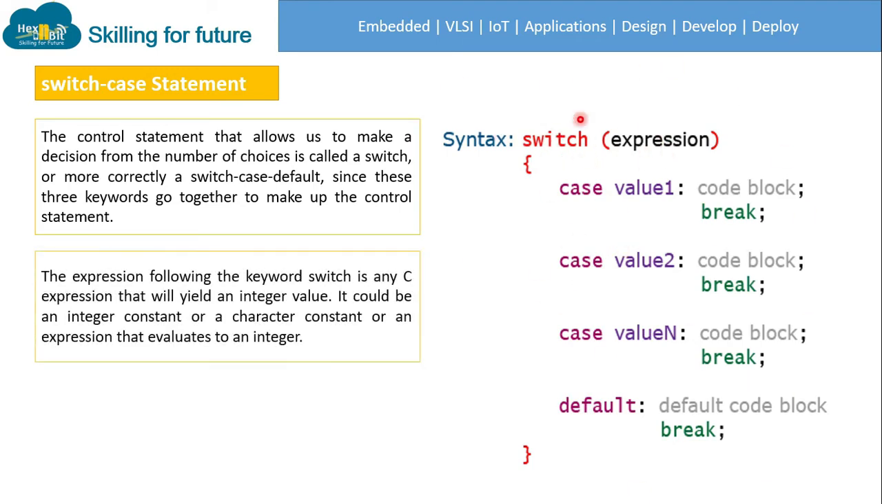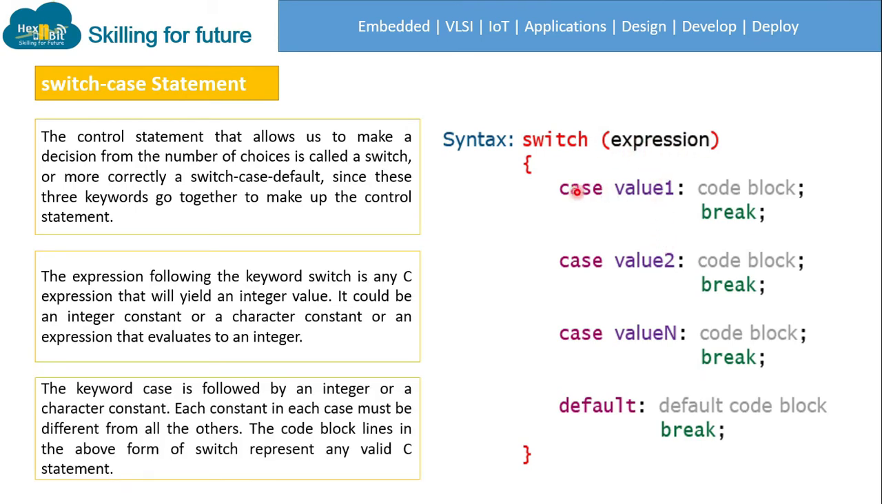Now the expression following the keyword switch is any C expression that will yield an integer value. That means the output of this expression should be an integer value. It could be an integer constant or a character constant, or if it is an expression, then this expression should evaluate to an integer. Whatever integer is evaluated, the keyword case is followed by that particular integer value or character value, and each case constant is different from the others. There will be no similar values among value 1, value 2, value n. These will be different from each other.